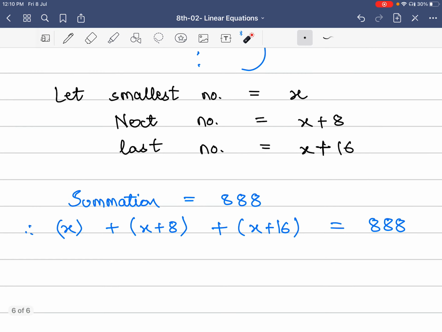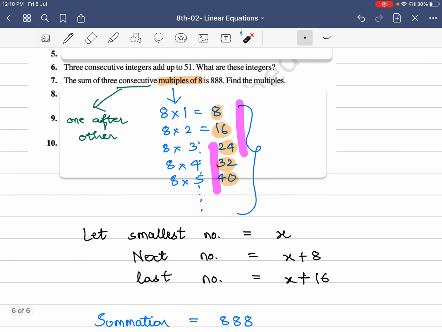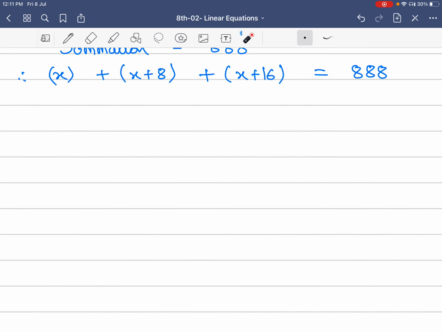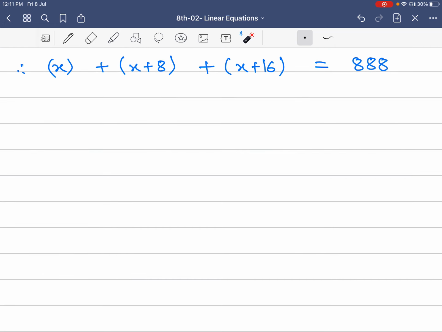For example, in this question, the concept that the question talks about is multiples of 8. So you should know what multiples of 8 are. You should know what consecutive numbers are, and try to understand it with some example. Then you can take these unknown variables and form the equations. Once the equation is formed, our job is very simple. We have to just solve the equation.